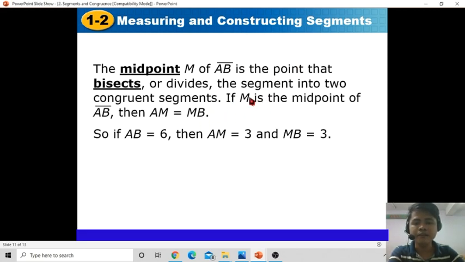If point M is the midpoint of segment AB, then we can divide segment AB into two congruent parts, which are segment AM and segment MB. So, if AB is equal to 6, then AM will be equal to 3 and MB will be equal to 3.